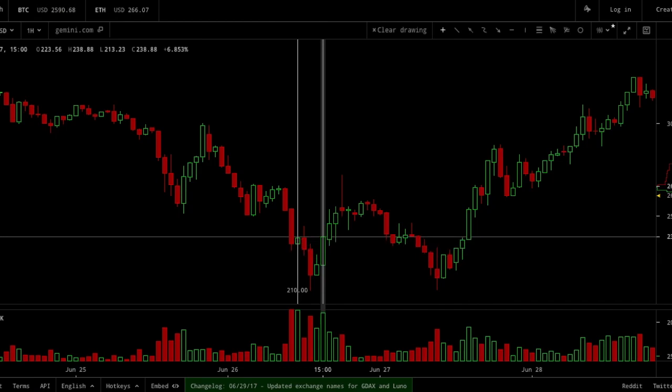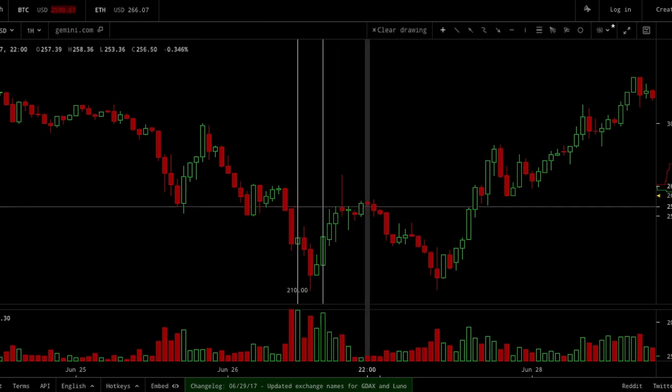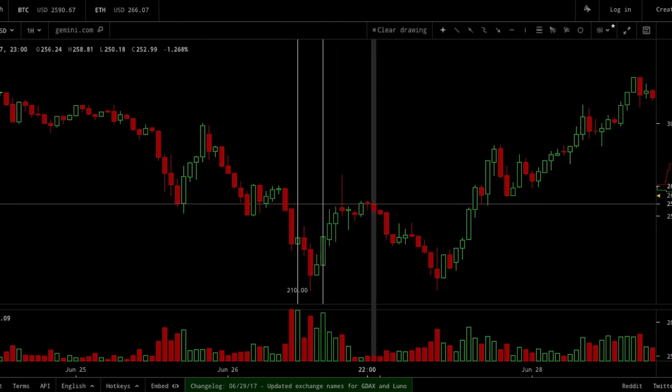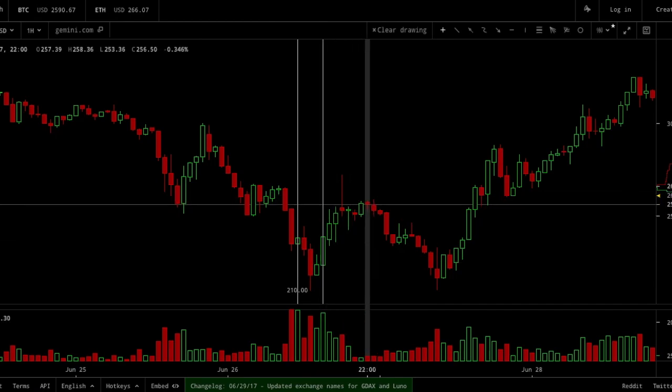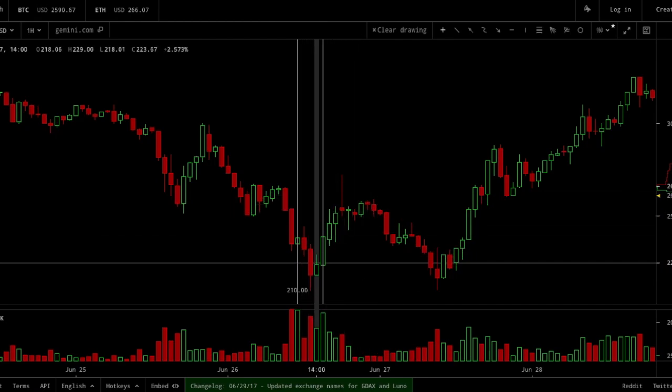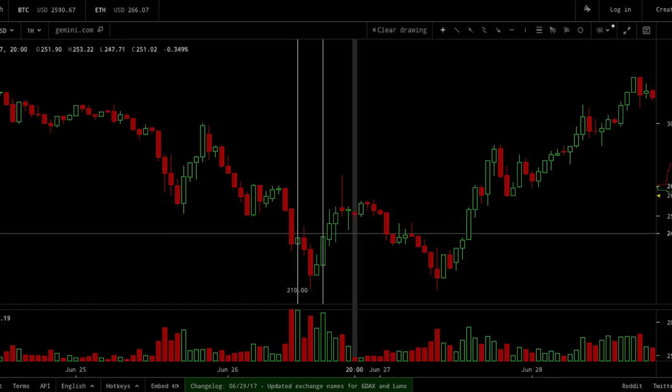So you would have bought it around the 235, 240 level, and you would have gotten up to around 260 before price went back down to support. And that would be a very nice profit if you had just traded these spikes and traded the reversal.